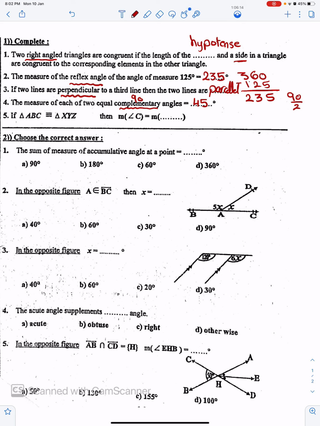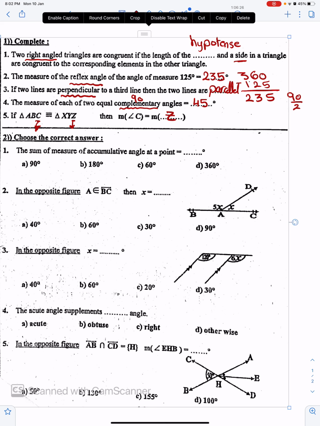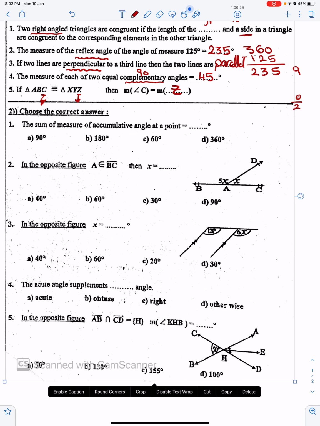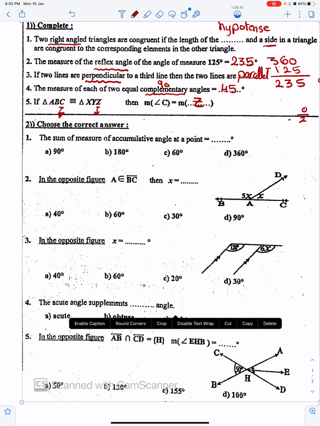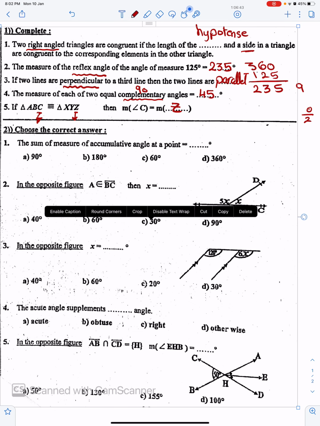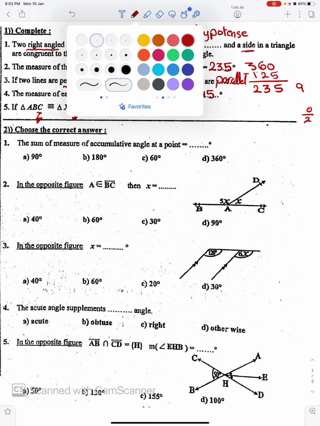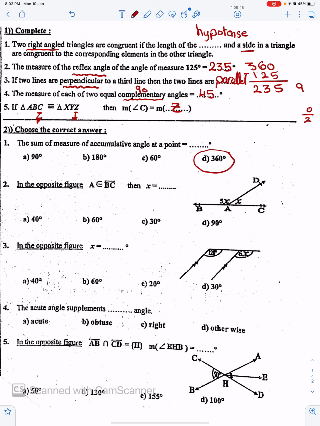If triangle ABC is congruent to triangle XYZ, then the measure of angle C is equal to the measure of angle Z. Okay, number two, choose. The sum of measures of angles accumulative at a point is equal to 360 degrees.